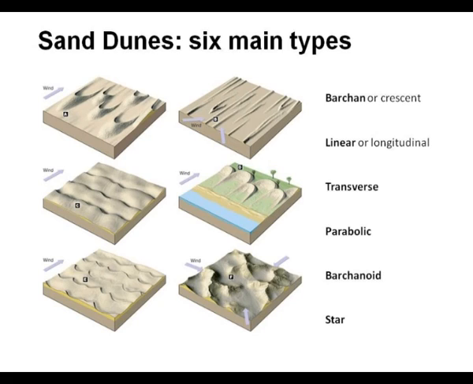So there's the barchan crescent dunes, linear, longitudinal. Basically, they point in the same direction as the average wind speed. Transverse dunes, which are like stripes as well, but they are at right angles to the wind speed. Parabolic dunes, which form usually at the edge of where the desert meets water, and they're kind of pinned in place by the vegetation. Barchanoid dunes, which are wobbly, and star dunes, which are dotted all over rather randomly.